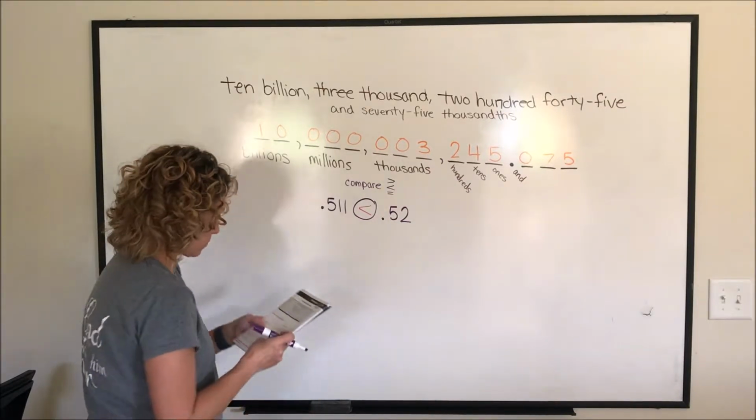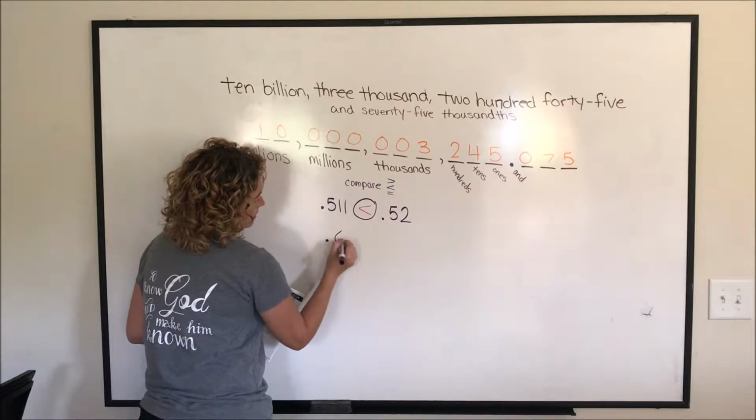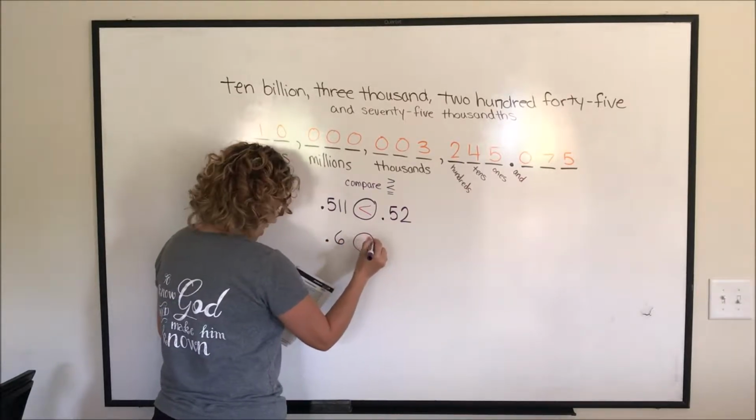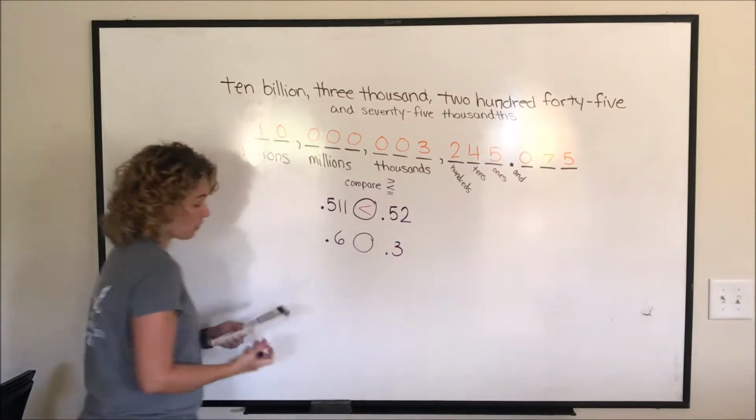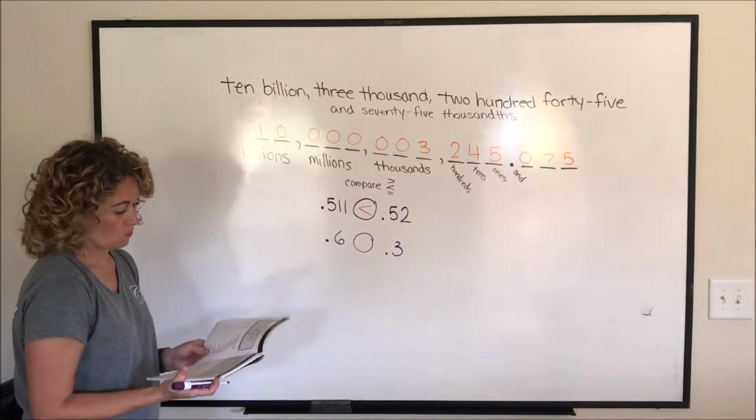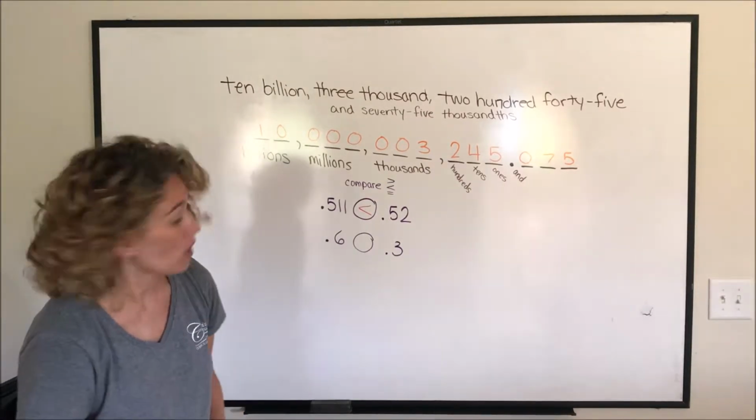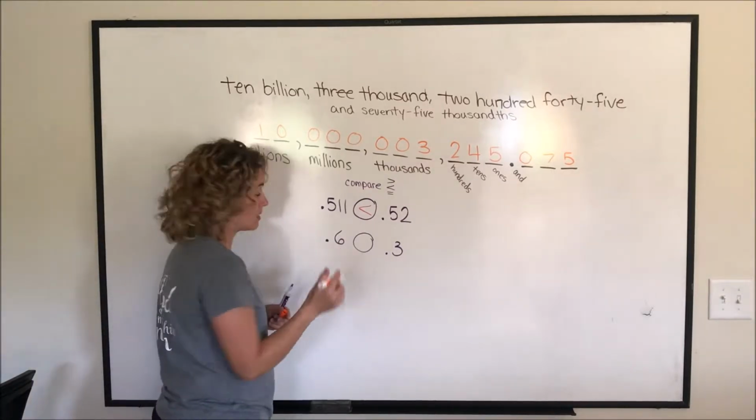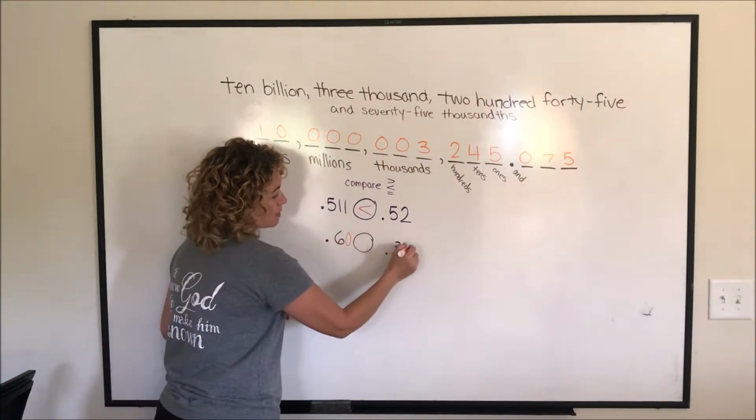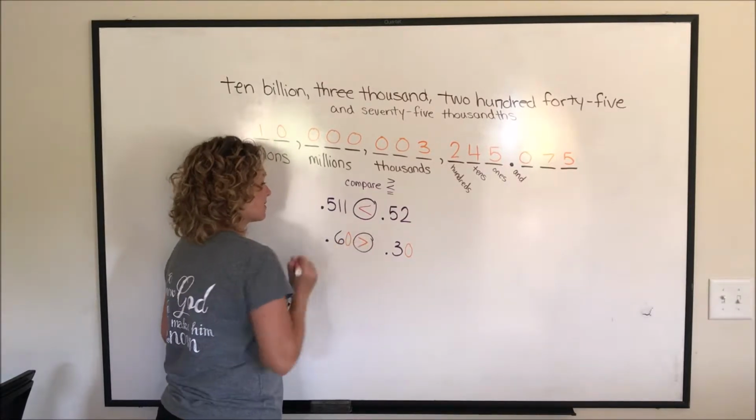So let's take a look at this one. 6 tenths and 3 tenths, okay? What do you think there? Okay. And again, this is like 60 cents. This is like 30 cents. So we'd all rather 60 cents.